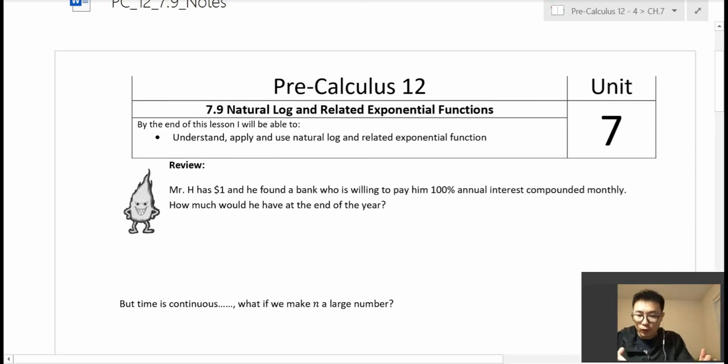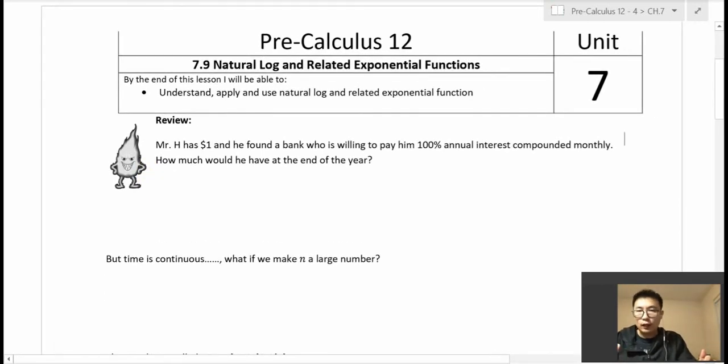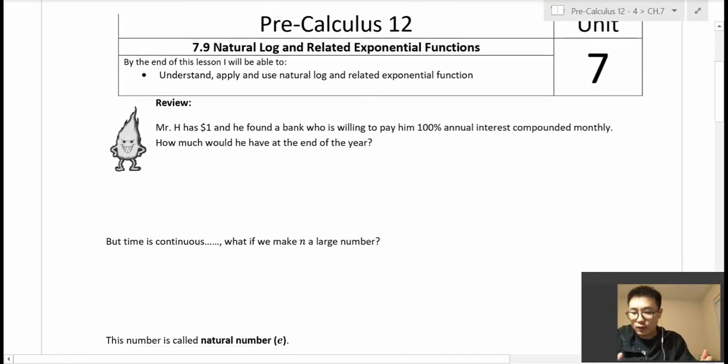Before we talk about the natural log, I want to do a review. Let's look at this question here. It says, Mr. H has $1 and he found a bank that is willing to pay him a 100% annual interest rate, compounded monthly. How much would he have at the end of the year?